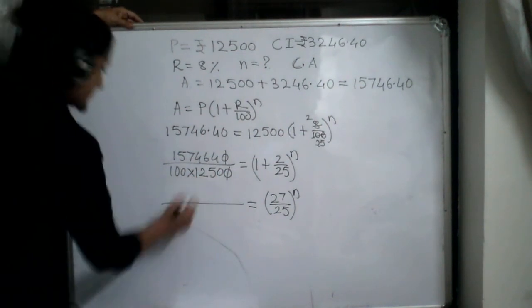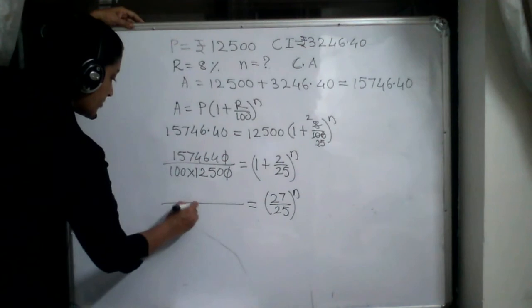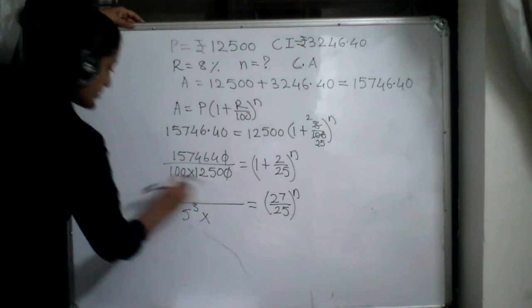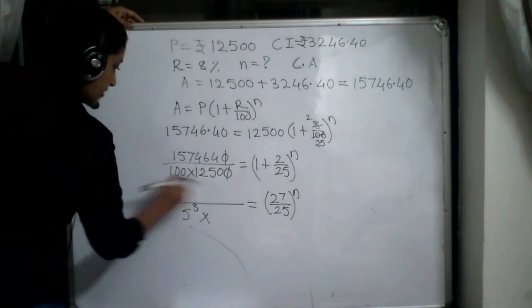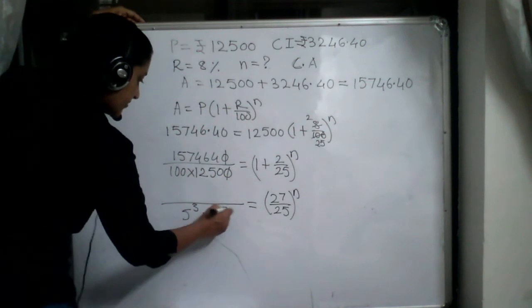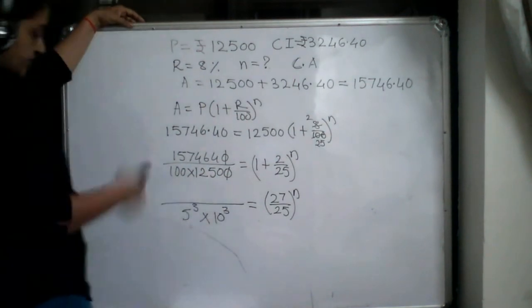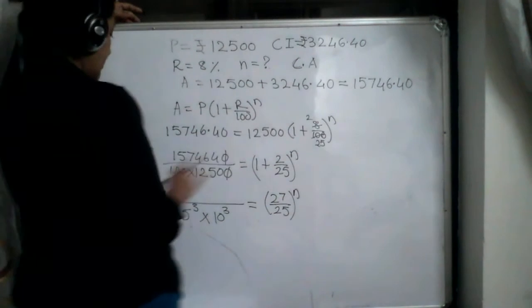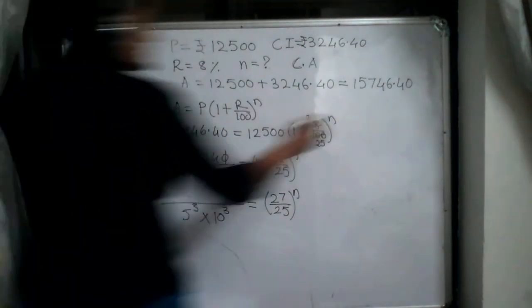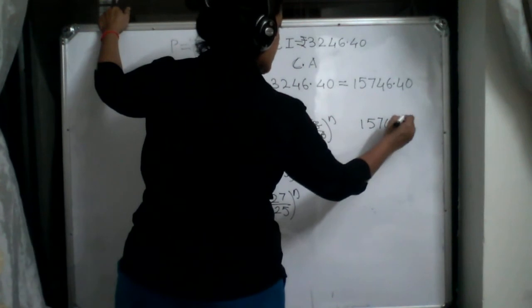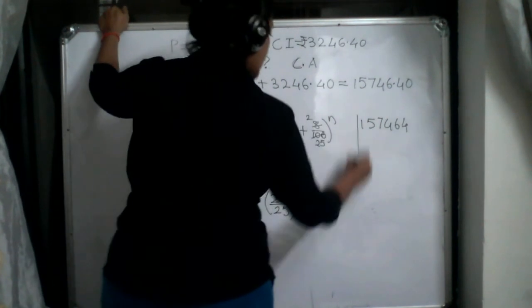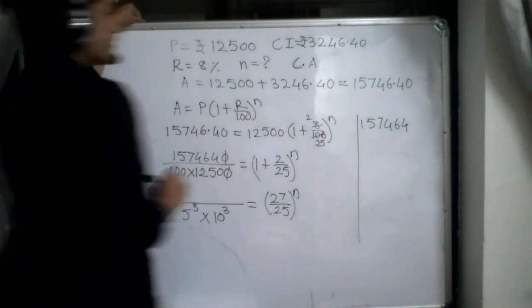Now let us see. 125 is cube of what number? 5. Now you can see these two zeros and 1 zero, I'm going to write it as 1000, which is nothing but 10 to the power 3. Now 10 to the power 3 also will be converted later, I'll tell you how. Now about this one, 15746.4, you all know that it will be divided by 2.